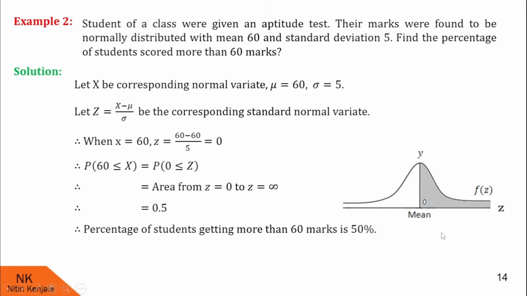Therefore, percentage of students getting more than 60 marks is 50%. We obtain this 50% by simply multiplying this 0.5 probability with 100. So 100 into 0.5 is 50%. I hope you understood this solution. Let us proceed for next one.